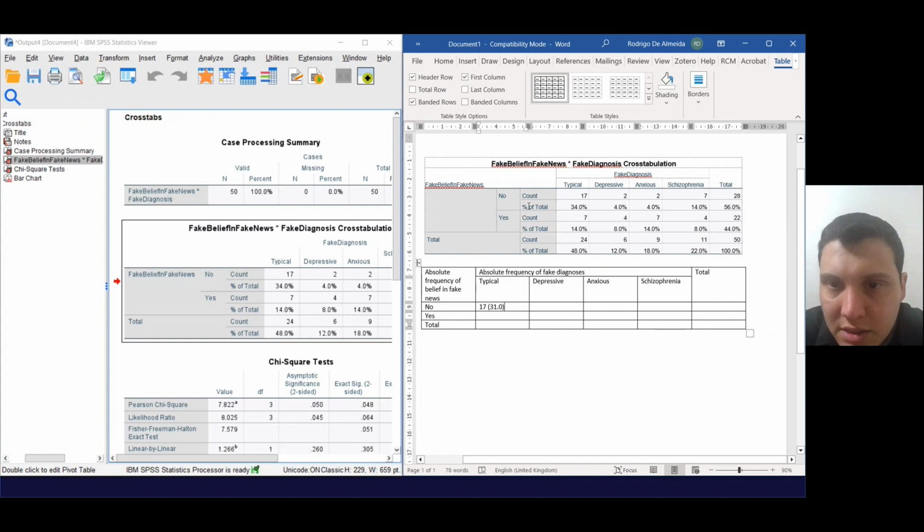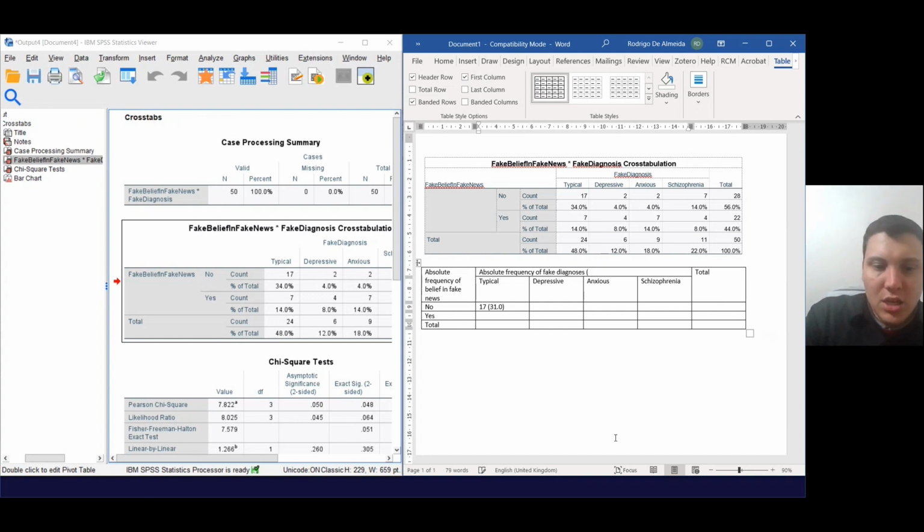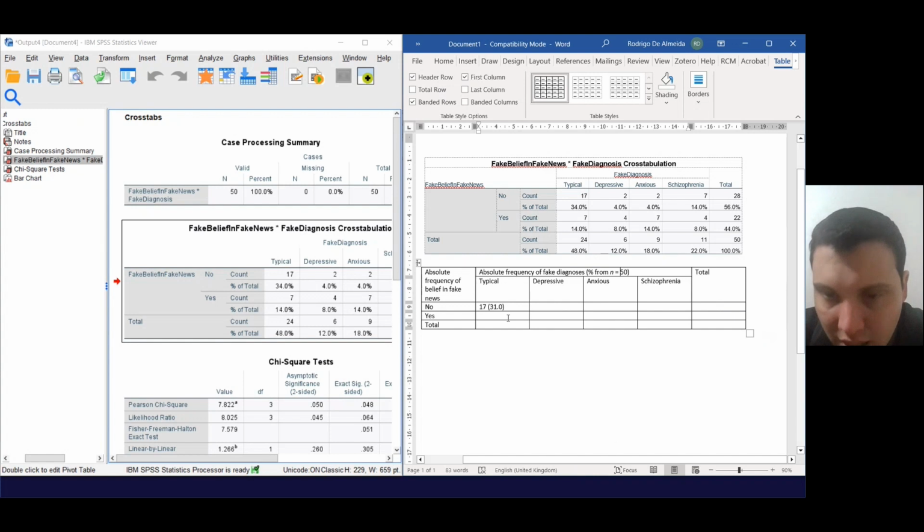Now, instead of repeating the percent symbol in all of these cells, we can just place it in here and say it's percent for everybody when we are inside the brackets, right? Percent from the total sample, or from n = 50. This n needs to be in italics, and there's always one space before and one space after the equal sign in APA format, okay?